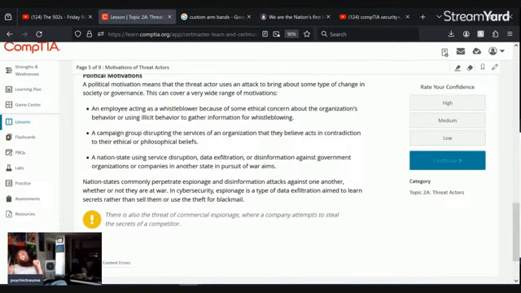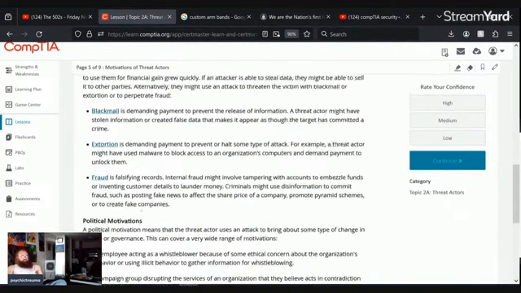Whether or not they're at war, in cybersecurity, espionage is a type of data exfiltration aimed to learn secrets rather than sell them or use the theft for blackmail. There's also the threat of commercial espionage, where a company attempts to steal the secrets of a competitor.